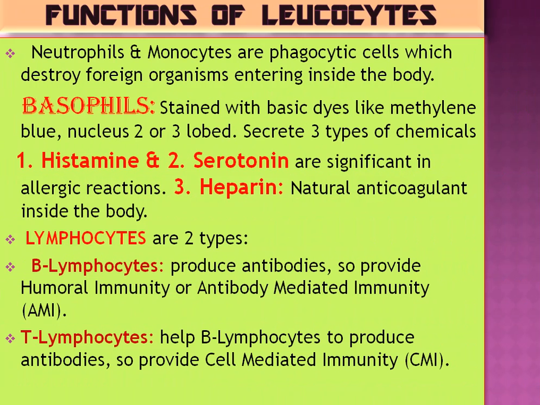Lymphocytes are two types: B lymphocytes. They produce antibodies, so provide humoral immunity or antibody mediated immunity, that is AMI. T lymphocytes help B lymphocytes to produce antibodies, so they provide cell mediated immunity or CMI.